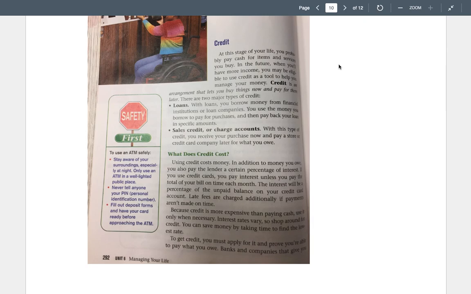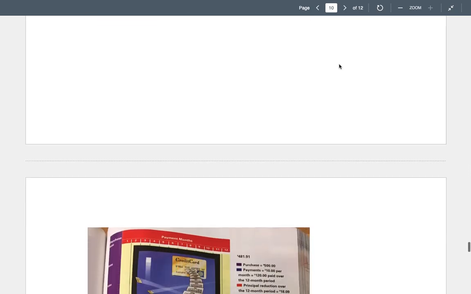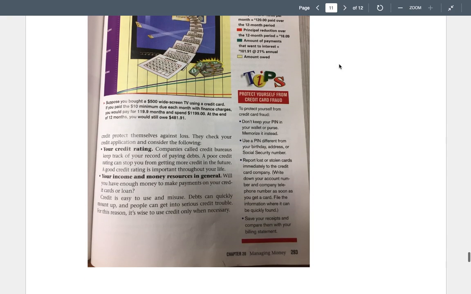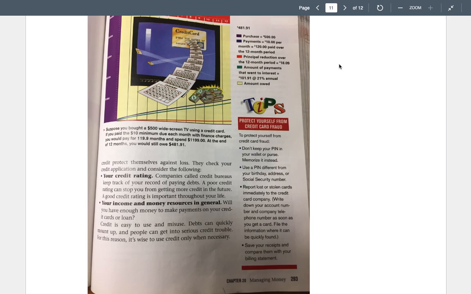To get credit, you must apply for it and prove you're able to pay what you owe. Banks and companies that give you credit protect themselves against loss. They check your credit application and consider the following. So this is what a financial institution is going to check. Your credit rating. Companies called credit bureaus keep track of your record of paying debts. A poor credit rating can stop you from getting more credit in the future. A good credit rating is important throughout your life. And then another thing is your income and money resources in general. Will you have enough money to make payments on your credit card or loans?